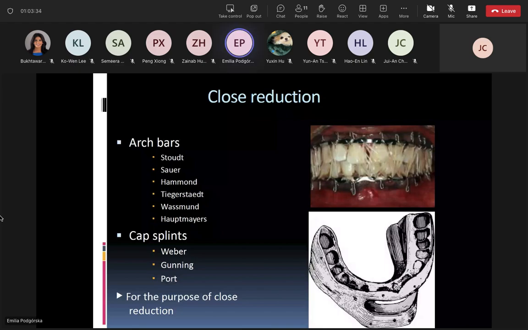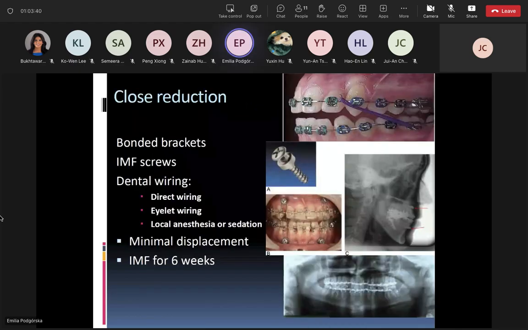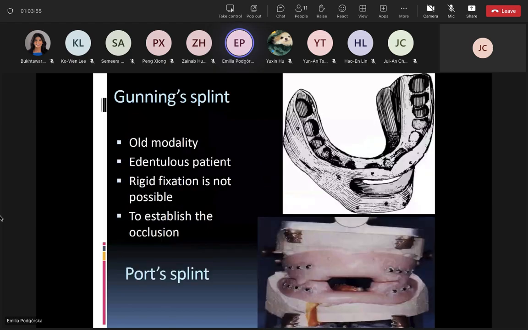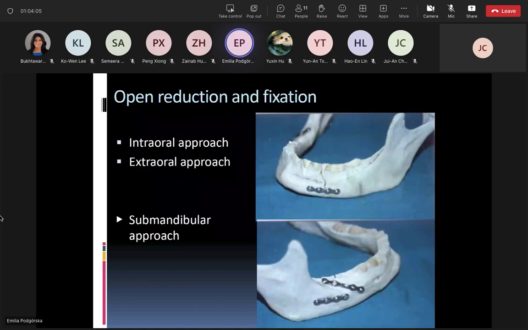Closed reduction: bone brackets, screws, dental wiring, eyelet wiring, local anesthesia, sedation. The patient will be fixated with maxillomandibular fixation. Open reduction and fixation: intraoral approach, extraoral approach, and submandibular approach.